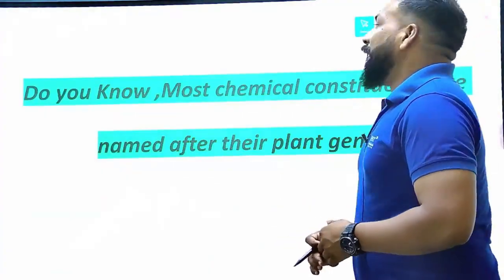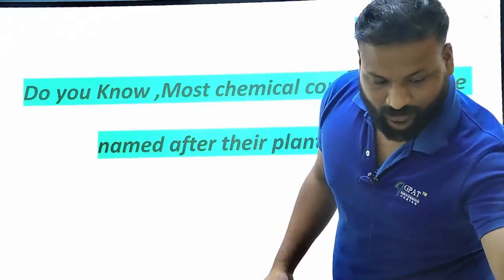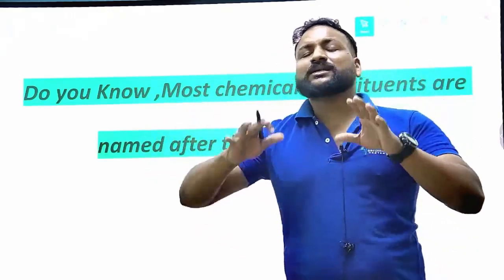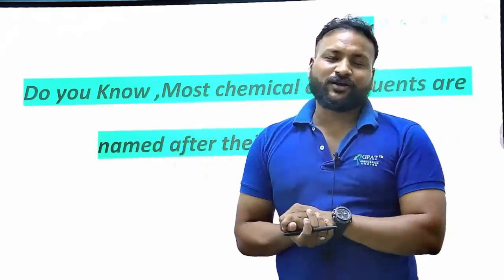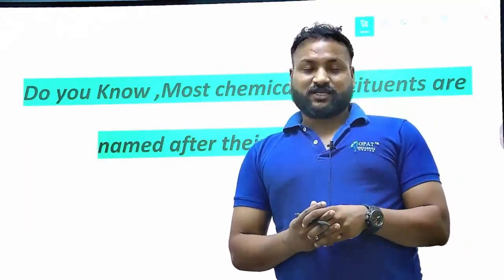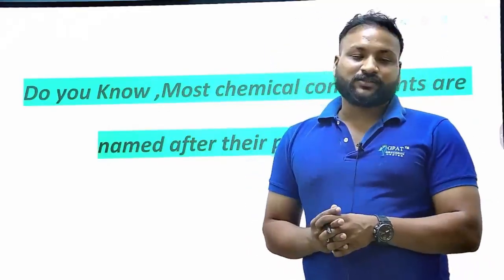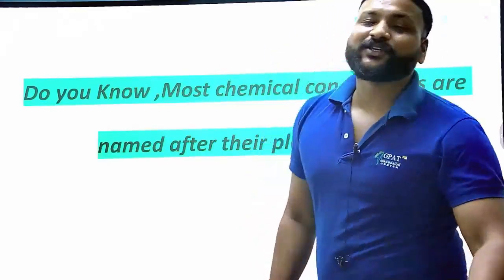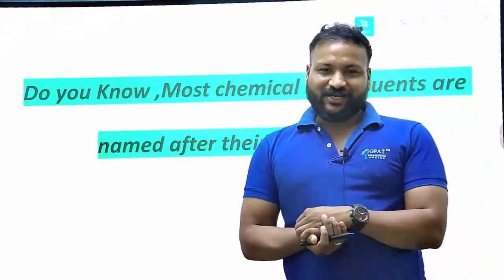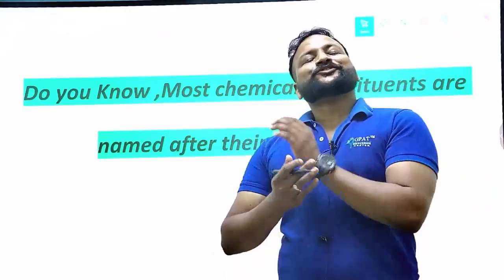So I hope you have understood that. Now if the question asks which type it is, whether it is an alkaloid or maybe a glycoside, you are able to identify it. But what if they ask for an example of the chemical constituent? So now I'm going to unleash another important part. That's all for today.